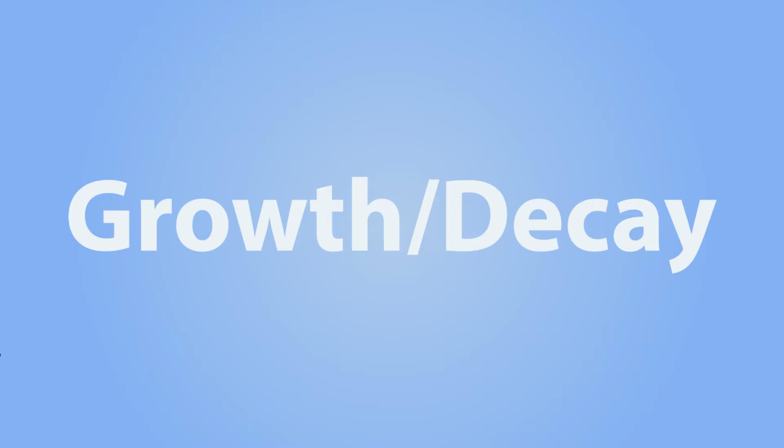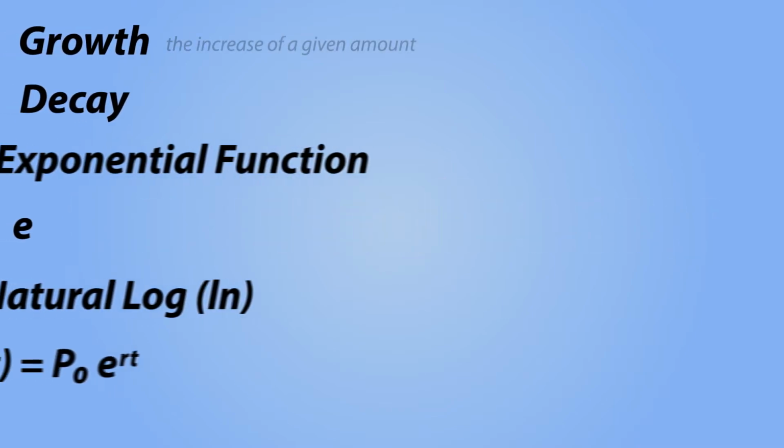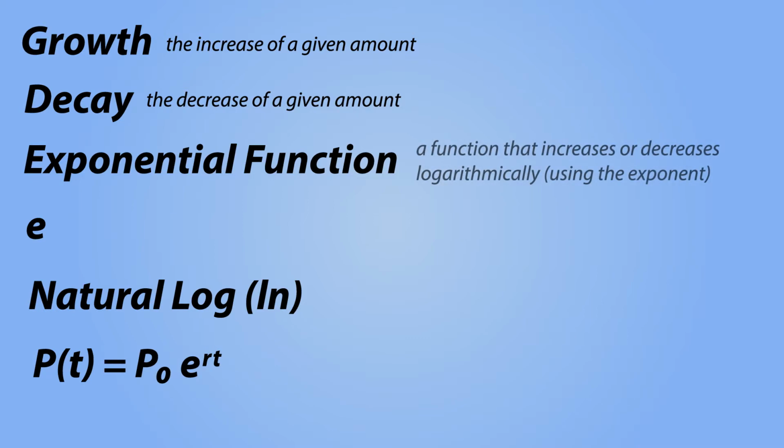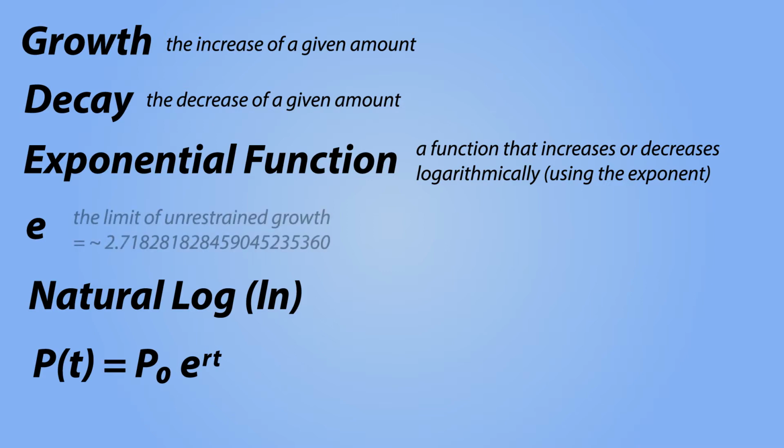Growth and decay is a means of determining the amount left of a substance after it's grown or decayed. Growth is the increase of a given amount, while decay is the decrease of a given amount. An exponential function is a function that increases or decreases logarithmically using the exponent. E is the limit of unrestrained growth. It's just a number. The natural log is just a log with base e.